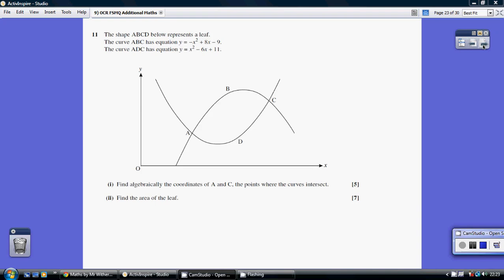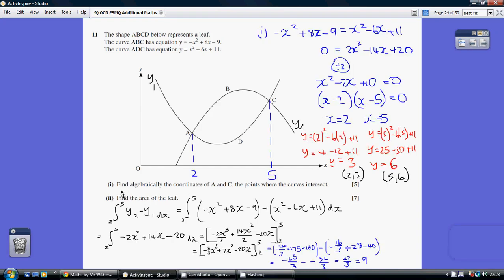Question 11. So part 1, find algebraically the coordinates of A and C. Well, that's obviously where the two curves meet.